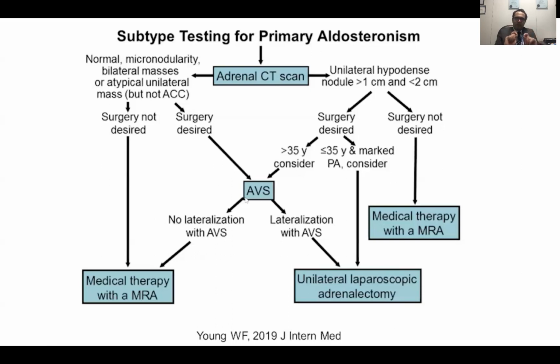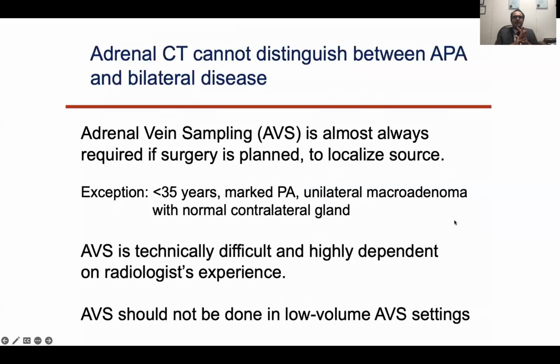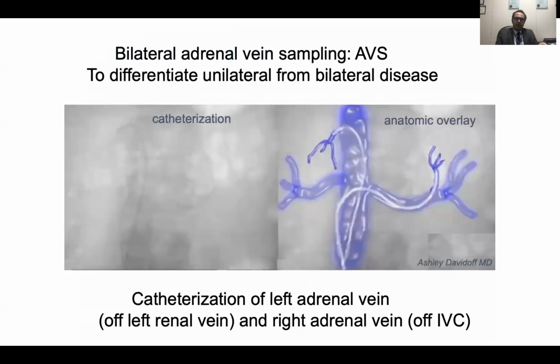And again, if the patient is not desiring any surgery, you don't need any further workup, whether the CT scan is normal or not. In both cases, you have to go for the medical therapy. So in a nutshell, adrenal CT cannot distinguish between APA and bilateral disease in the majority of cases. In 60% of cases, it can distinguish, but in 40% to 45% of cases, you still will need adrenal venous sampling. And this is almost always required, except for the exception of less than 35 years age, marked primary aldosteronism, unilateral macroadenoma with normal contralateral gland. AVS is technically difficult and highly dependent on the radiologist's expertise.